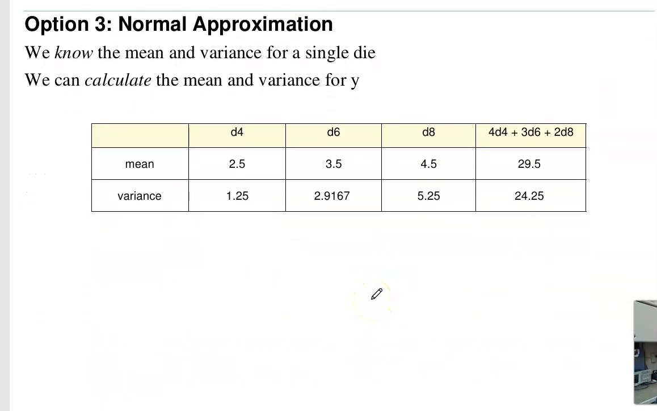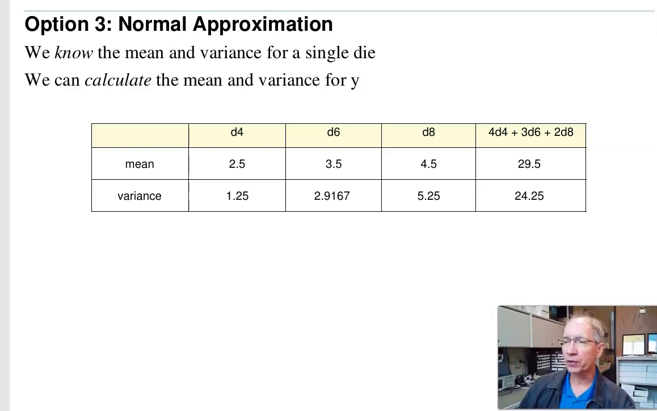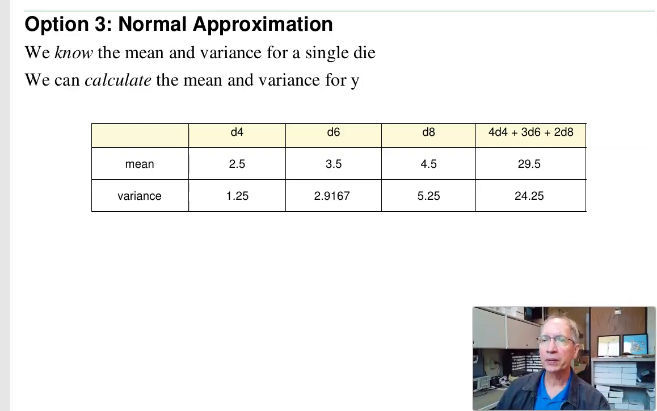A third approach was the normal approximation. This uses the central limit theorem. The central limit theorem says most distributions converge to a normal distribution, so I can use that. I know what the mean and variance is for each, like a 4-sided die, 6-sided die, 8-sided dice. Therefore, I know what the mean and variance is for y, the sum of 4-sided dice, 3 6-sided, 2 8-sided die. Once I know the mean and variance, I can use the normal distribution and calculate different probabilities.